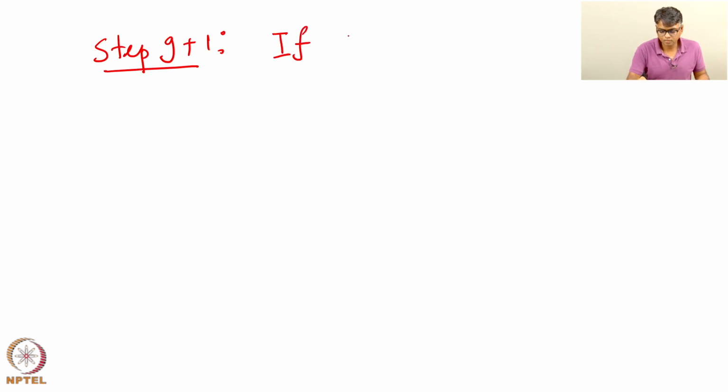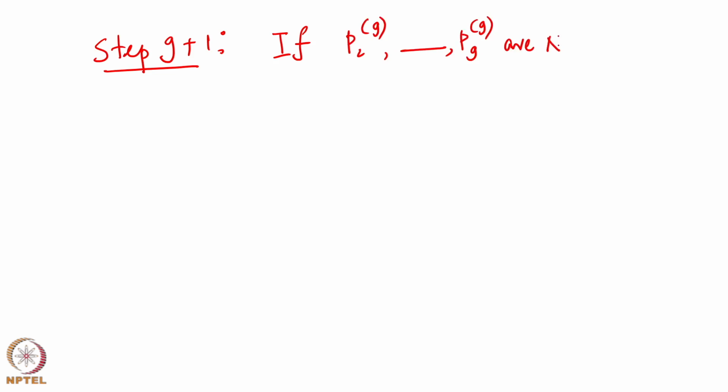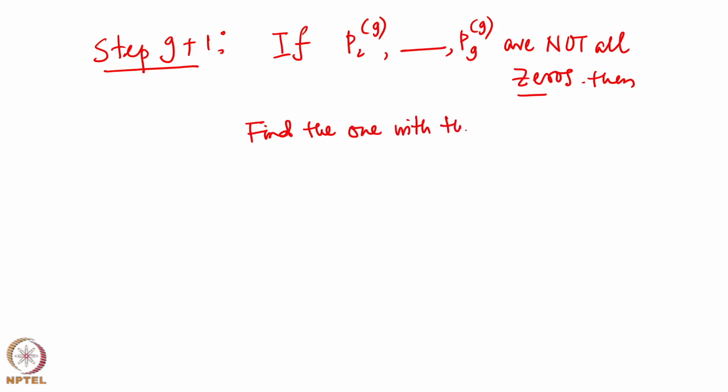If P2 up to Pg are not all zeros, then find the one with the least degree and bring it to the top.